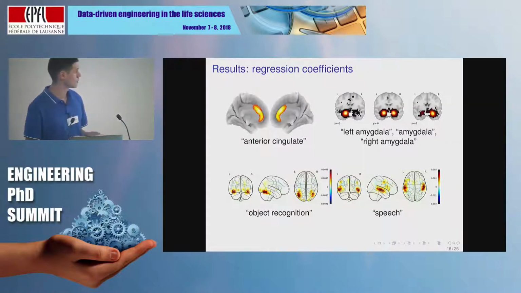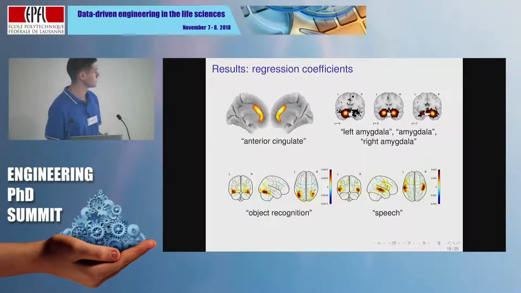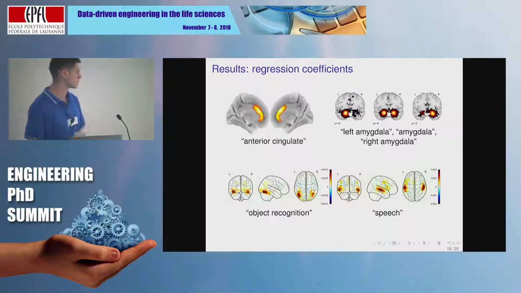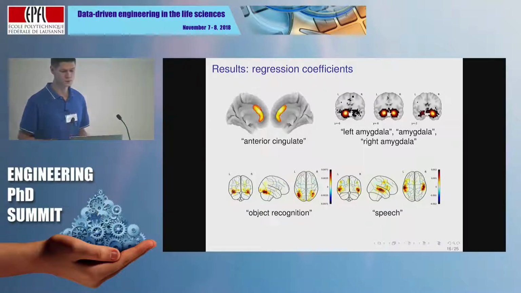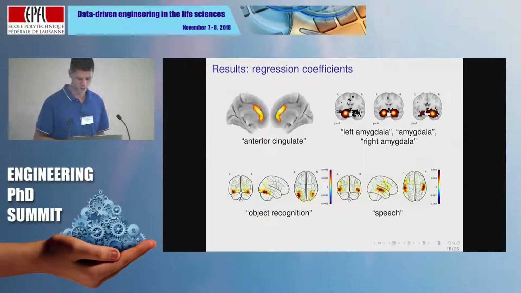And for most words, we see that they look like what we would expect. We can check, for example, anatomical terms, that they correspond to what we want. For example, this is the left amygdala. This is what it learns for amygdala and right amygdala. And for more psychological concepts like object recognition, we see, I guess, the fusiform face area, and for speech, we see the auditory cortex. So when we inspect the model, we see what we wanted to find.